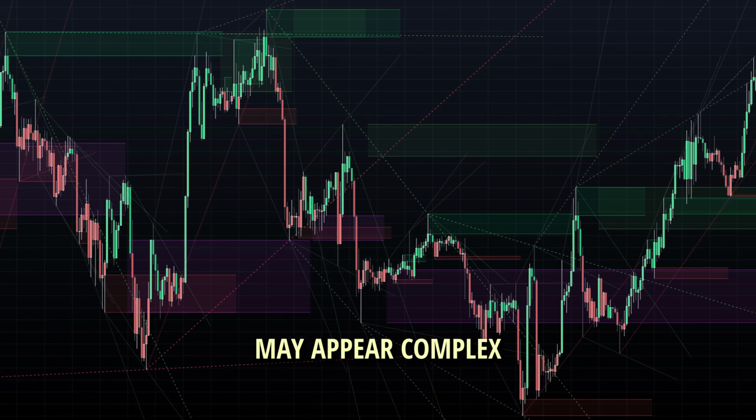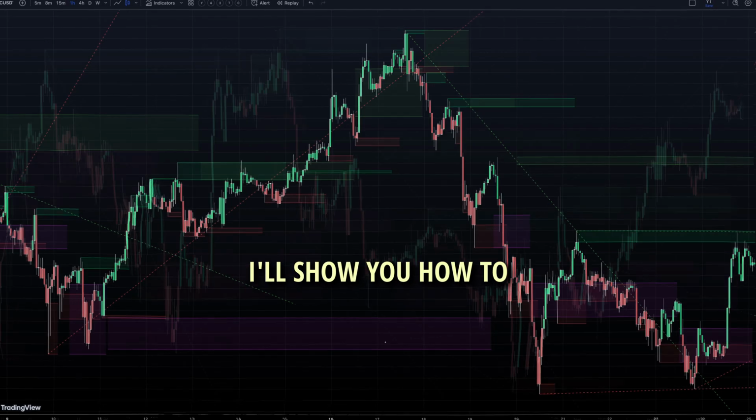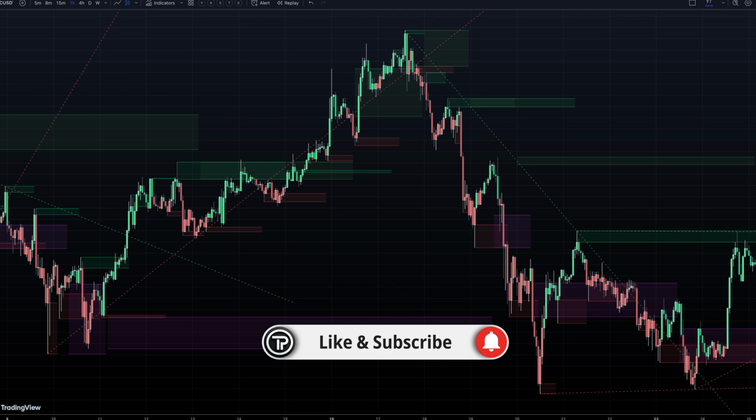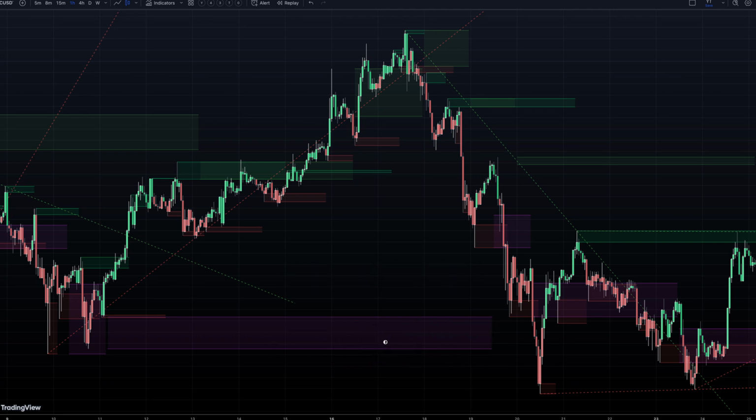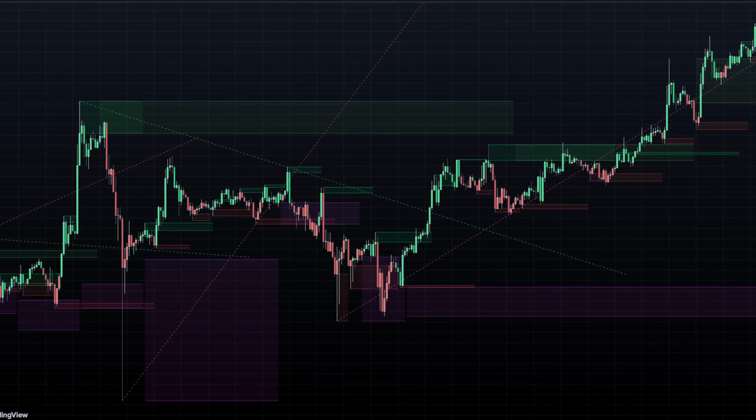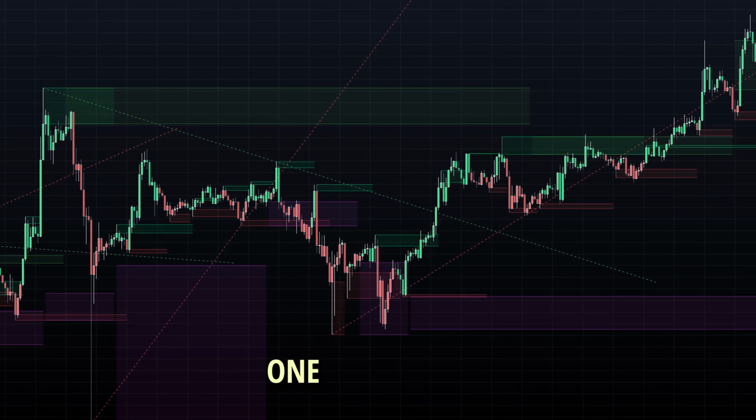While the indicator may appear complex at first glance, I'll show you how to use it effectively in a profitable strategy. We'll focus on specific features rather than enabling everything at once. Let's configure the setup using the Settings tab. We'll use the BTC/USD 1-hour chart.